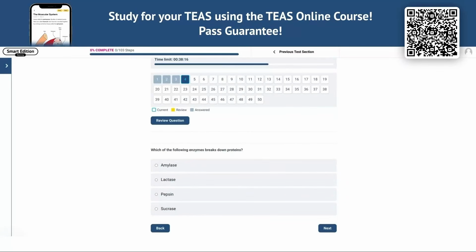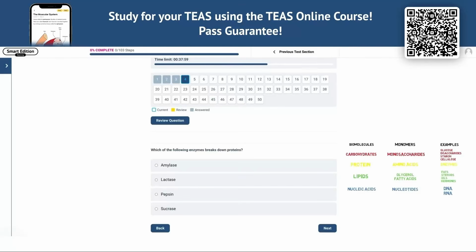Which of the following enzymes breaks down proteins? Is it A, amylase, B, lactase, C, pepsin, or D, sucrase?